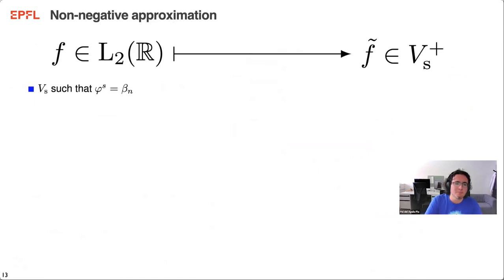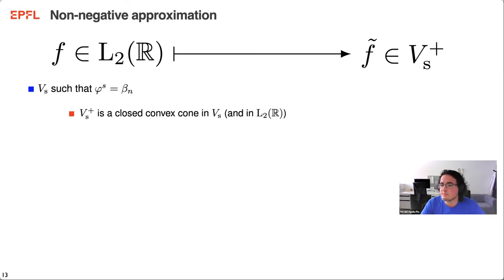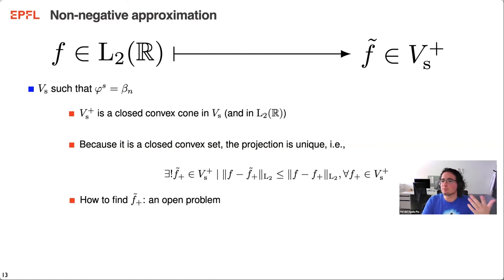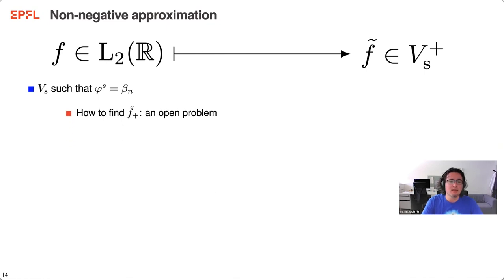We said our problem is mainly non-negativity. Non-negativity is a problem that mathematically is well conditioned, because the space of functions we can represent using our synthesis functions, but that are non-negative, is a closed convex cone in the whole space and in L2. So that means that there is a unique projection of any f that is the best non-negative function in V_S to approximate. But it's an open problem how to find it, how to obtain it in a practical way.